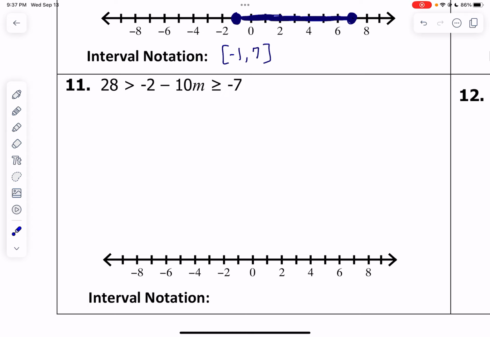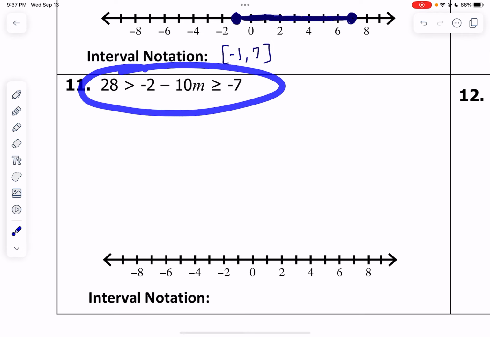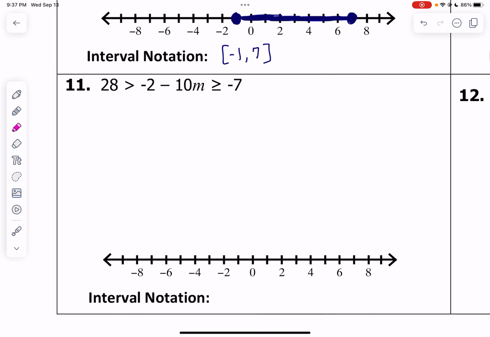So let's jump right into this inequality. It's written in the condensed form. So we have to isolate the variable they give us, which is m. In order to do that, we would add 2 to both sides. To all sides, sorry. So all sides right here. So 28 plus 2 is 30. And 30 greater than negative 10m greater than or equal to negative 5.